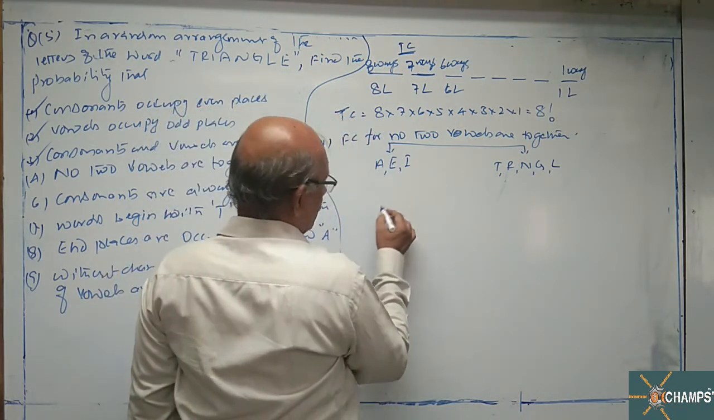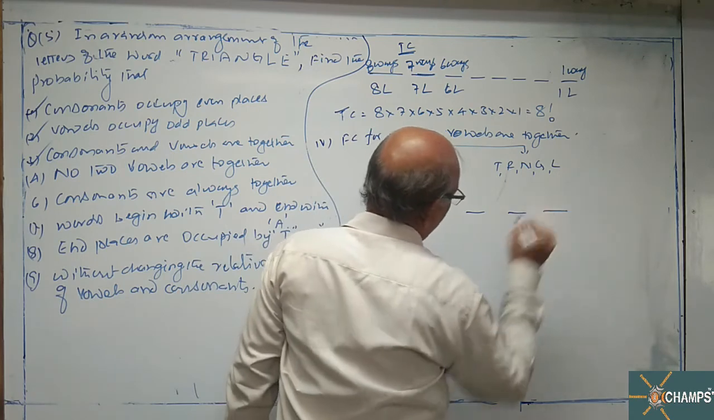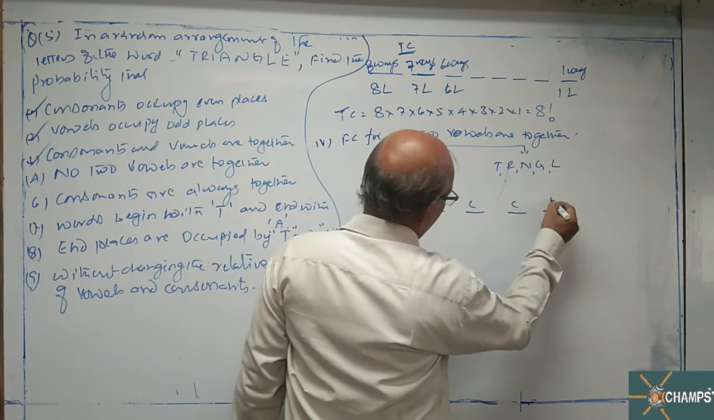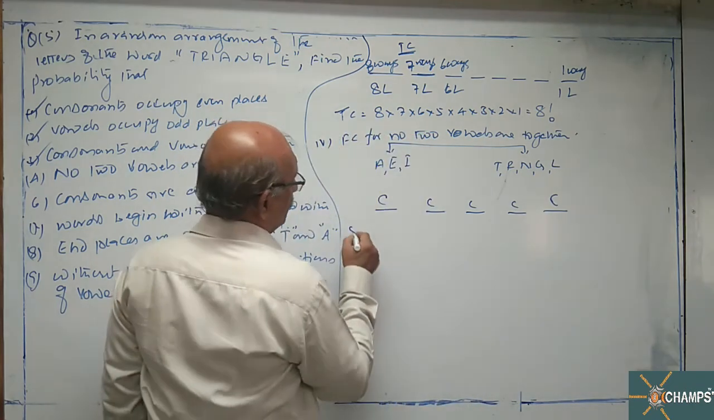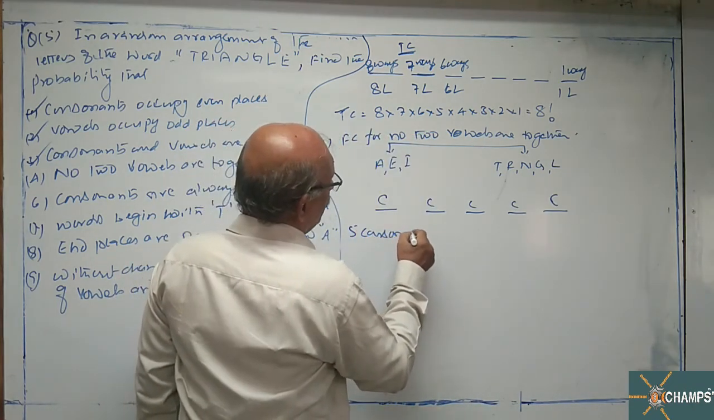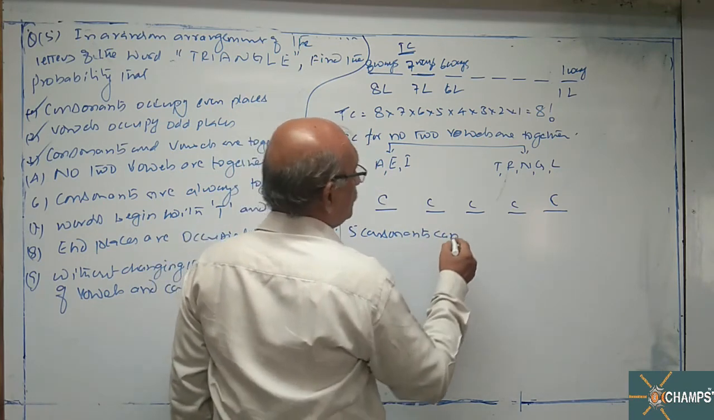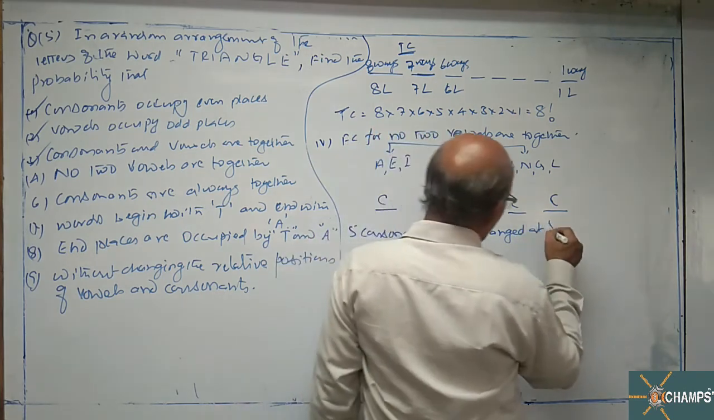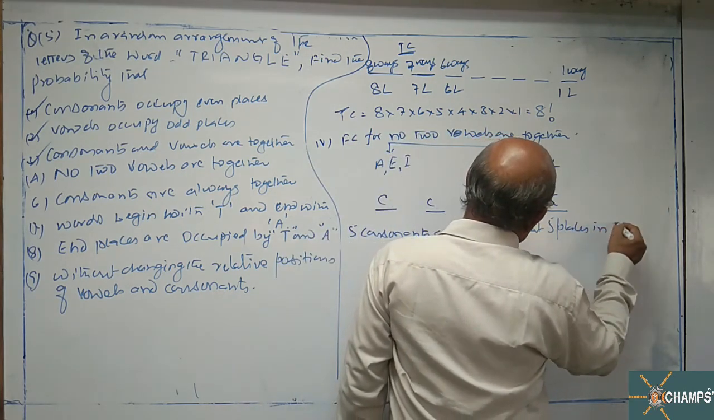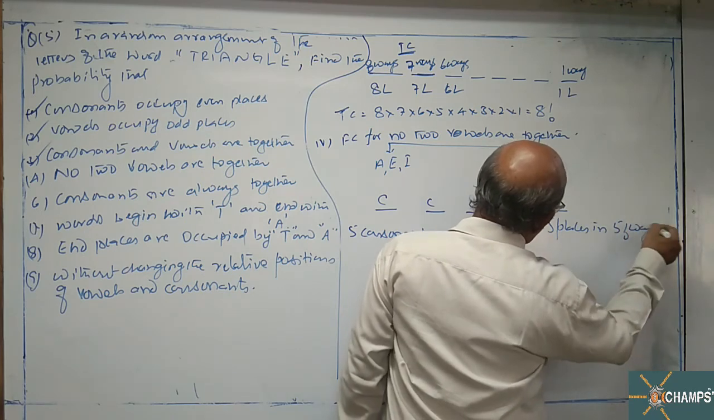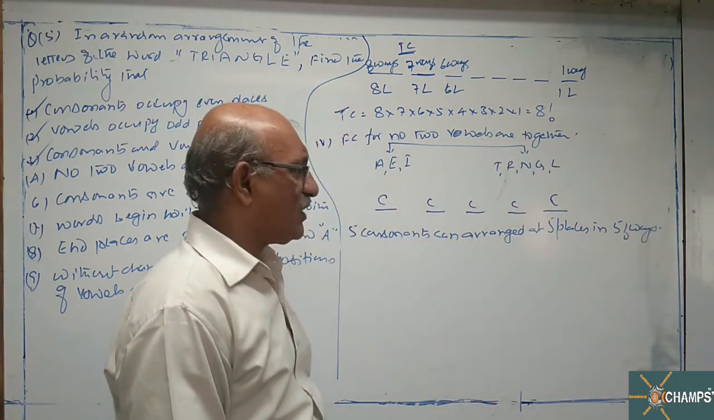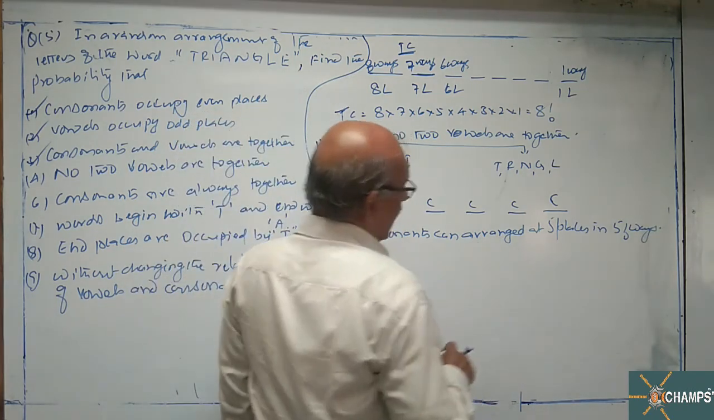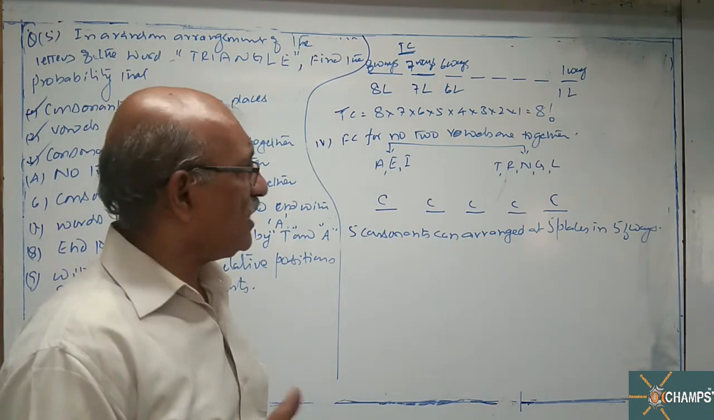So let us first arrange the consonants. 1, 2, 3, 4, 5 places I have. I can put 5 consonants at 5 places in 5 factorial ways. So arrangement of consonants is over.